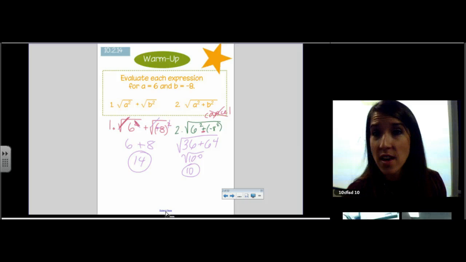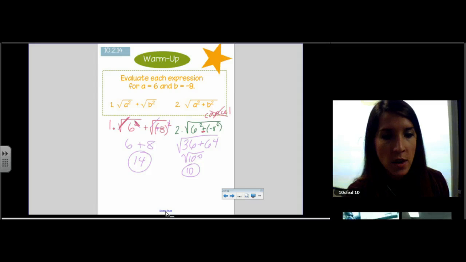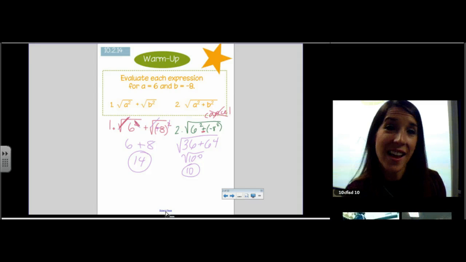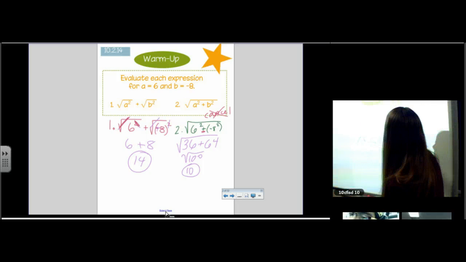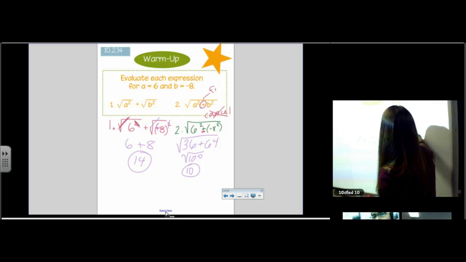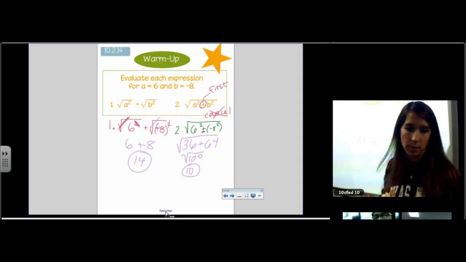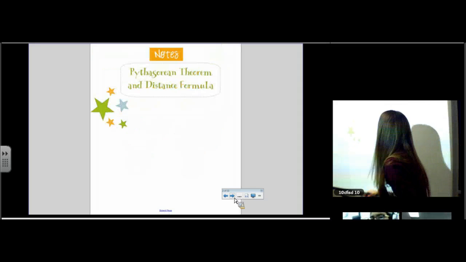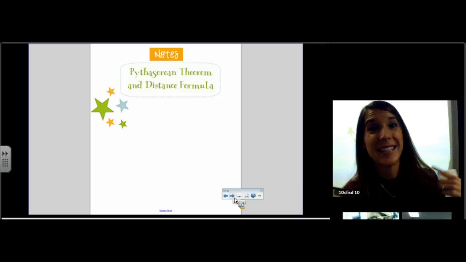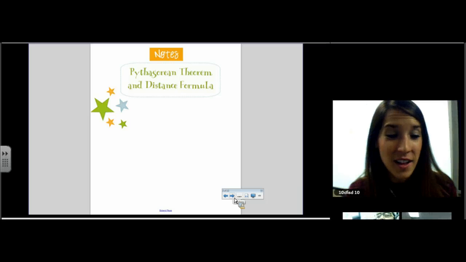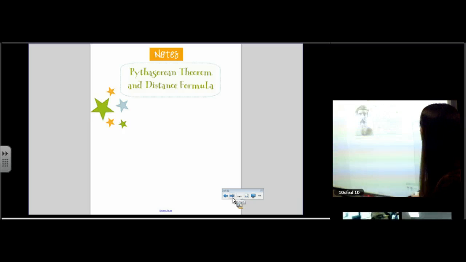So it's really important that those are 2 totally different problems and that you get different answers, okay? So you can't just square root each thing under a square root separately. You have to add them together first. This goes first, and then you can square root, all right? So today's notes is Pythagorean theorem and distance formula, but remember I said we're also doing midpoint formula. So we have a lot to cover today.